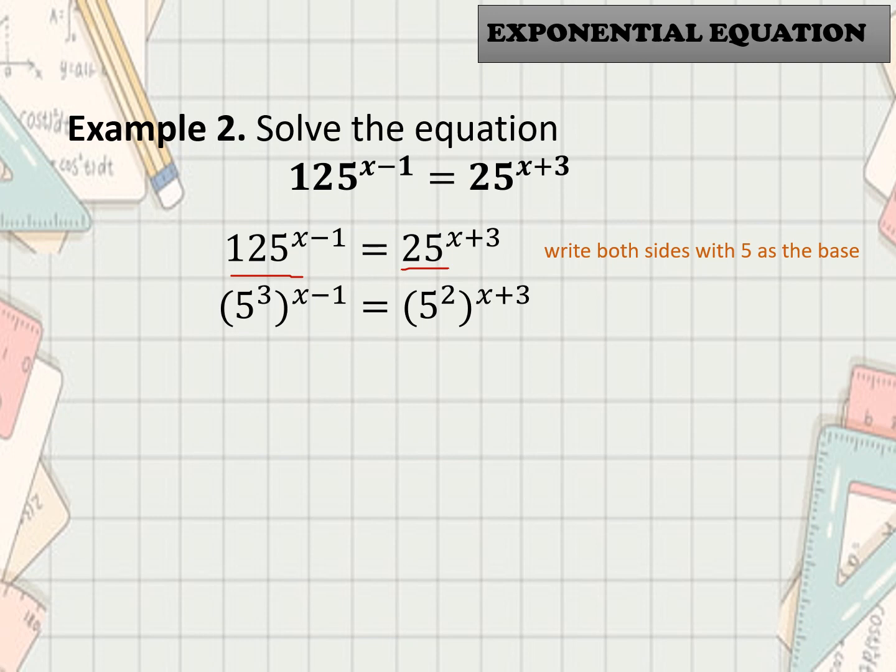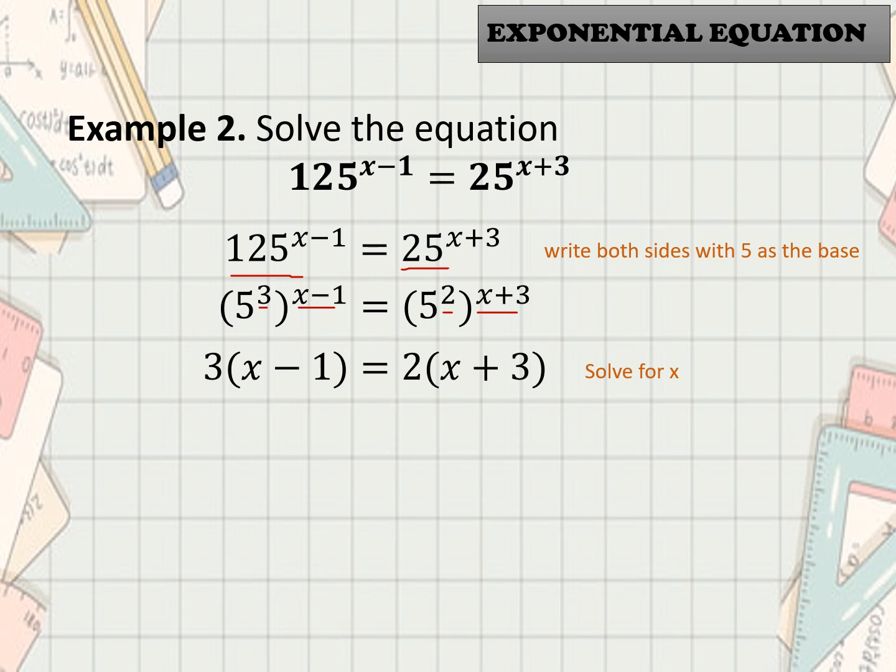Okay, so next step, i-apply natin yung power of a power rule. Okay, so si 3, multiply natin kay x minus 1. Then, si 2, multiply natin kay x plus 3. Okay, so since same base na sila, ibaba natin yung lahat na exponent. So, magiging 3 times x minus 1 equals 2 times x plus 3.